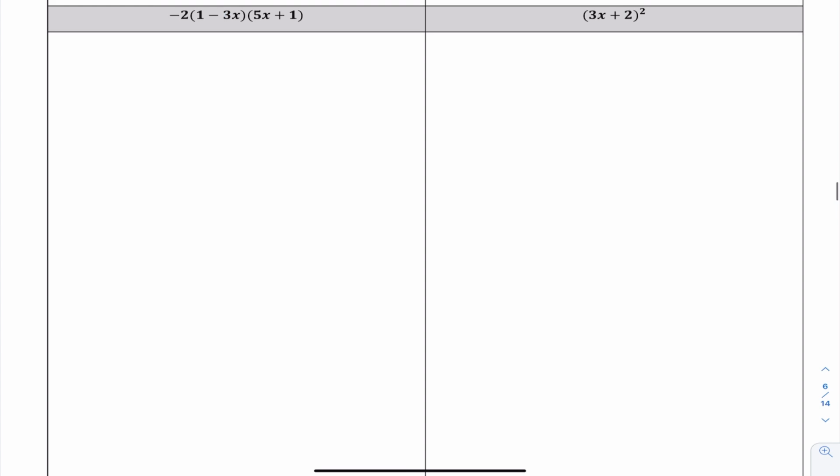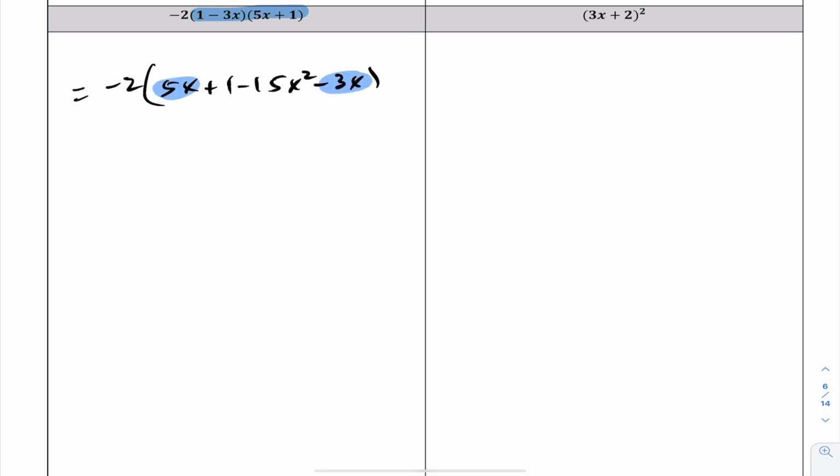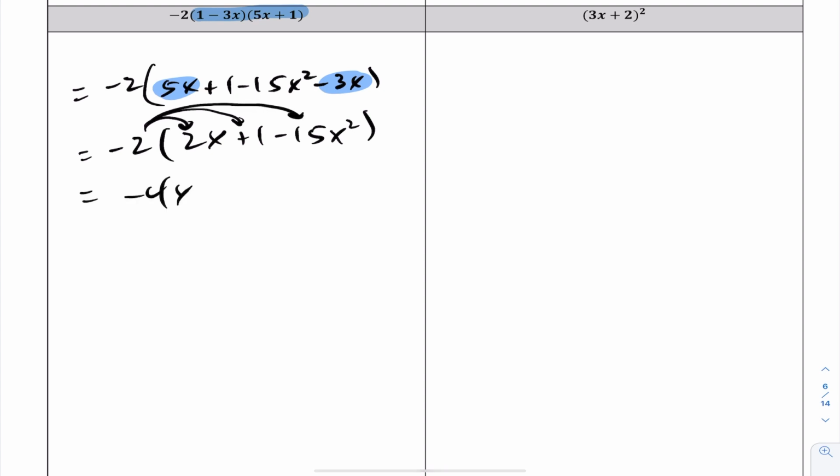So this one, again, same idea. Keep that minus 2, write it down, and we're going to do FOIL on the product of these two binomials. In this case, you're going to get 5x plus 1 minus 15x squared minus 3x. Collect like terms: we've got the 5x and the minus 3x, so you end up getting negative 2 times 2x plus 1 minus 15x squared. Distribute that negative 2 into the trinomial, and we get negative 4x minus 2 plus 30x squared.